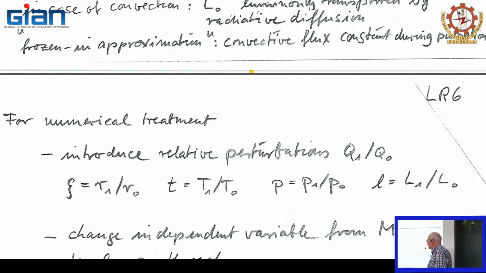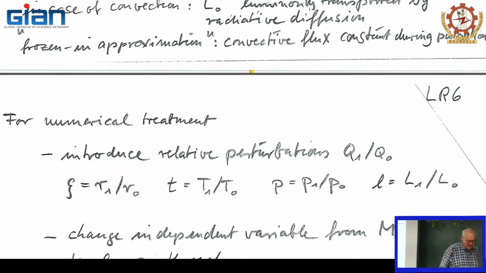Zeta is the relative perturbation of radius, or in other words, the relative Lagrangian displacement. Keep in mind we are in the Lagrangian framework, so we have implicitly adopted the Lagrangian description. Small t is simply the relative temperature perturbation, small p is the relative pressure perturbation, and small l is the relative perturbation of the luminosity.